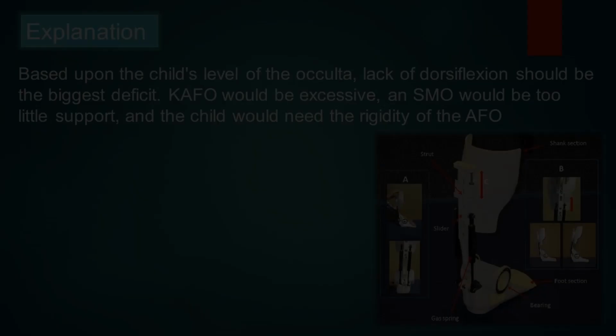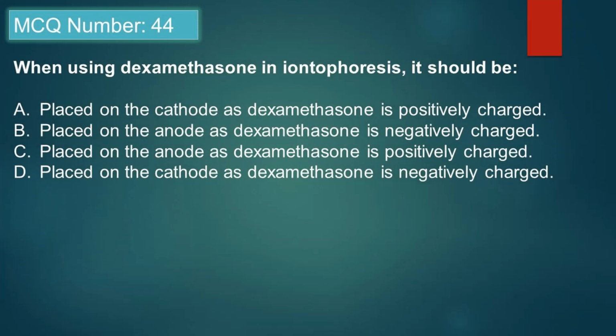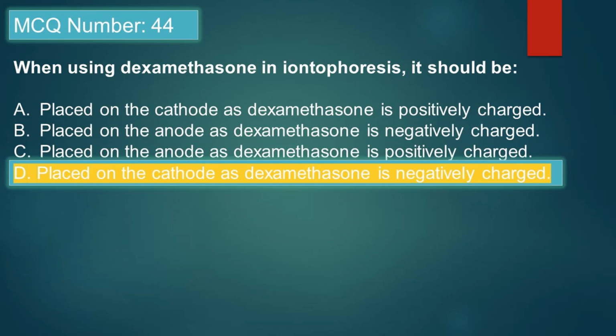Moving toward another scenario. When using dexamethasone in anaphylaxis, should it be option A, placed on the cathode as dexamethasone is positively charged? Option B, placed on the anode as dexamethasone is negatively charged? Option C, placed on the anode as dexamethasone is positively charged? Or option D, placed on the cathode as dexamethasone is negatively charged? And the correct answer is option D, placed on the cathode as dexamethasone is negatively charged.